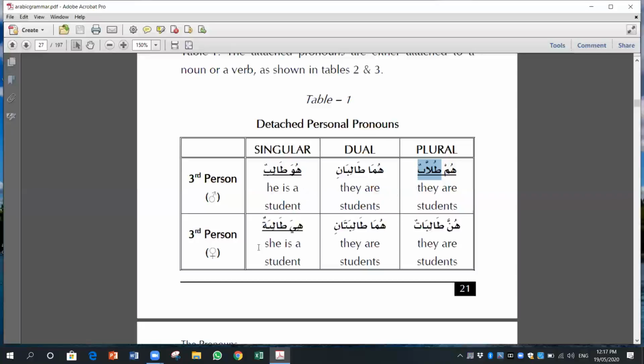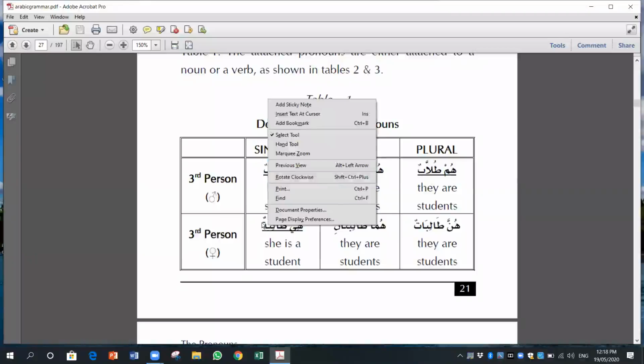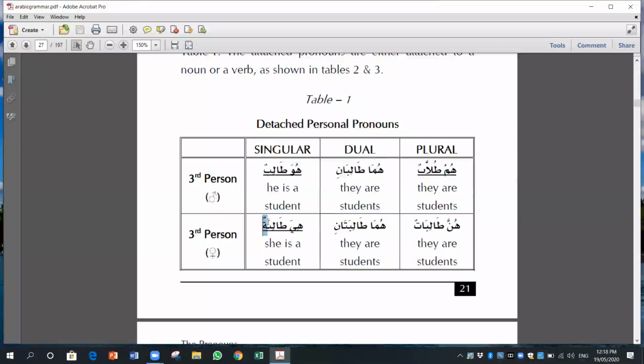Now for third person female in English, what do we use? We use she. So what is the Arabic pronoun? Hiya. The Arabic pronoun is hiya. And what is the feminine noun for talibun? Talibun is male student. And what would be the female student? Talibatun. How did we recognize? With this ta marbuta, because this is the symbol of mu'annath, female.